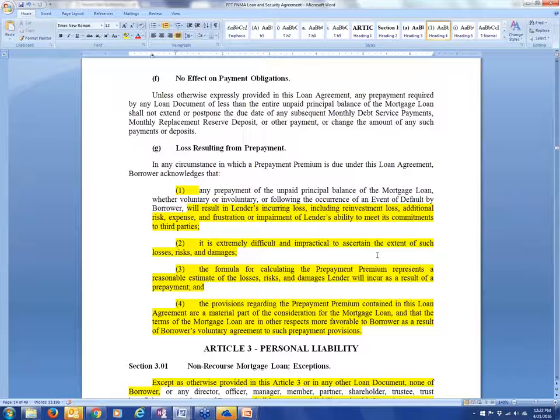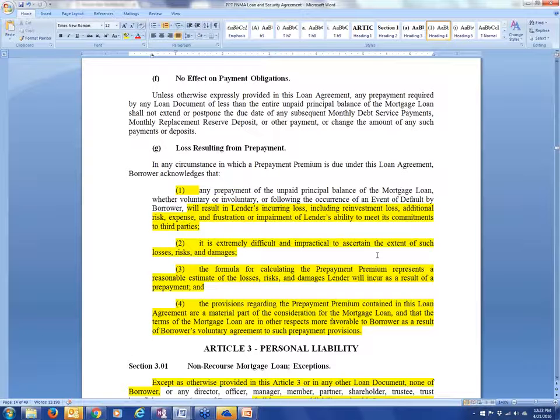They explain that if you prepaid it, it could result in the lender incurring loss, including reinvestment loss, additional risk, expense, and frustration or impairment of a lender's ability to meet its commitments to grandma. It doesn't say grandma, it says third parties, but I want you to know that third parties means grandma. It is extremely difficult and impractical to ascertain the extent of such loss. The formula for calculating the prepayment premium represents a reasonable estimate, and the provisions regarding the prepayment premium contained in this loan are a material part of the consideration of the mortgage loan.